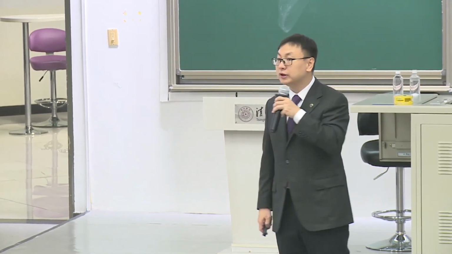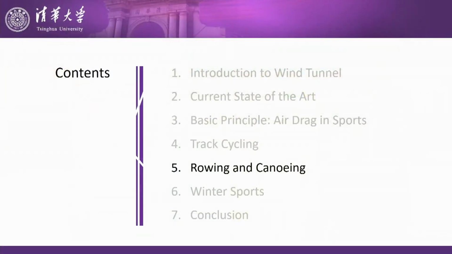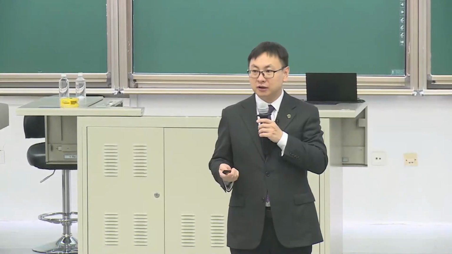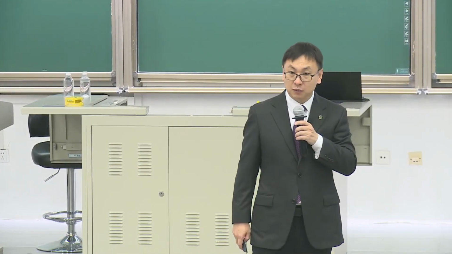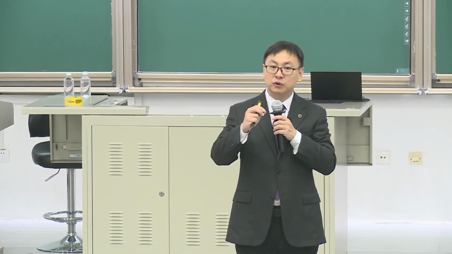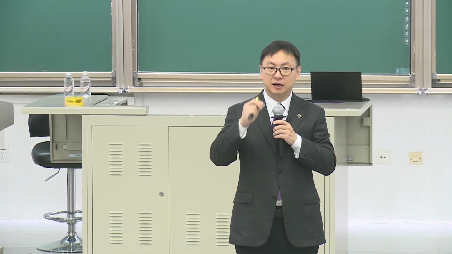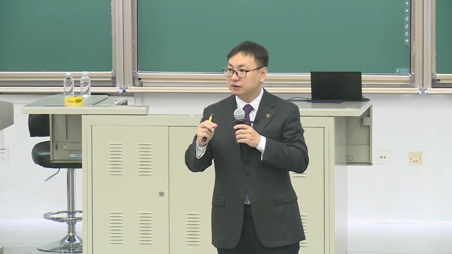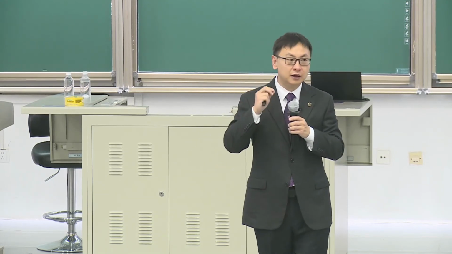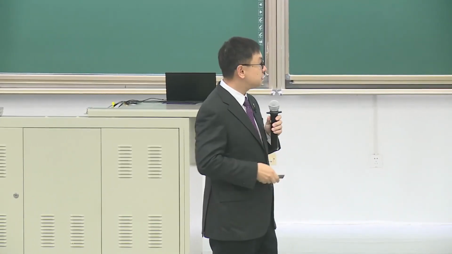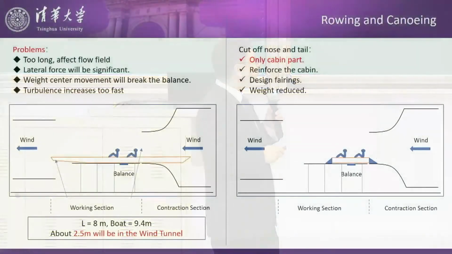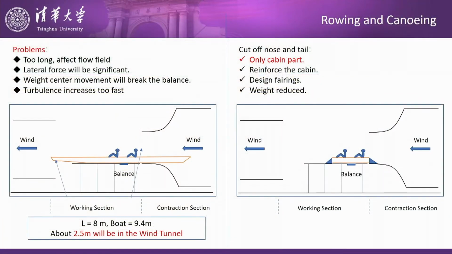Next, we'll talk about rowing and canoeing. You may be questioning: these are on the water, right? Why do we do wind tunnel? Because in racing, we want to optimize every single hair. We want every single Newton of drag to be reduced. But there are problems, because the boat is too long. It's really, really too long. Even our big brother cannot hold it.